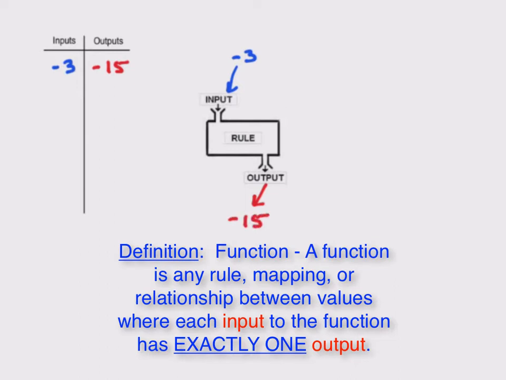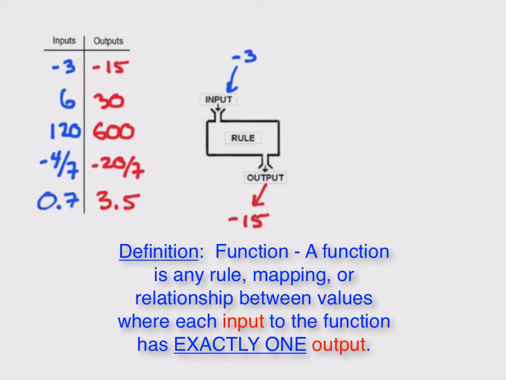For an input of 6, we have an output of 30. For an input of 120, we have an output of 600. And I'm going to go ahead and list a couple more input-output pairs. All right. Just goes to show we can have fractions, we can have decimals, we could have whatever number we want in this case. And perhaps you've already found out the rule here is that the output is equal to 5 times the input.